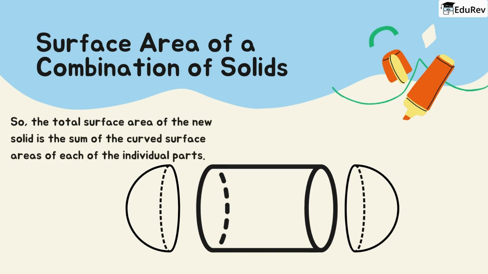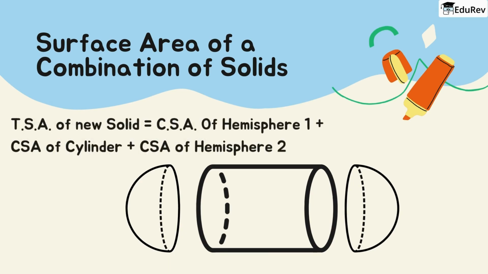So, the total surface area of the new solid is the sum of the curved surface areas of each of the individual parts. That is, TSA of new solid is equal to CSA of hemisphere 1 plus CSA of cylinder plus CSA of hemisphere 2.